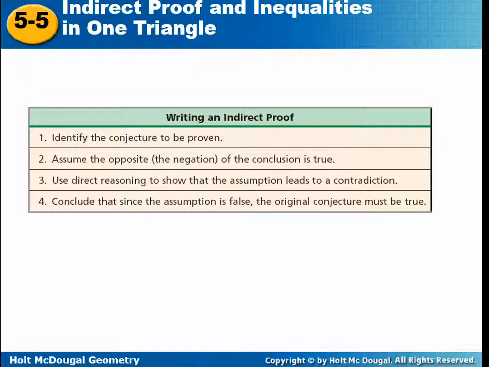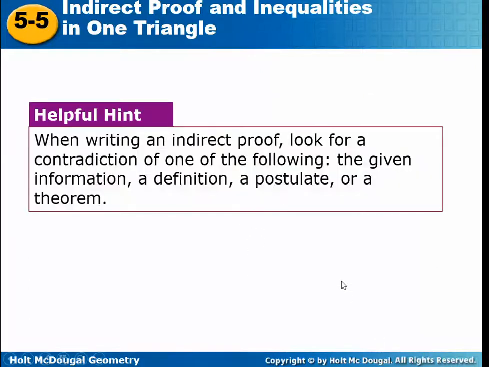Then we'll use direct reasoning, the stuff we've already done using givens and theorems and postulates and definitions, to try to prove that assumption true, but it won't work. What we'll get is a contradiction. We'll get a false statement. We'll get something that cannot be true. And then, since the assumption is false, the original conjecture must be true. It's kind of a fun way to write a proof. Let's look at how it's going to work.